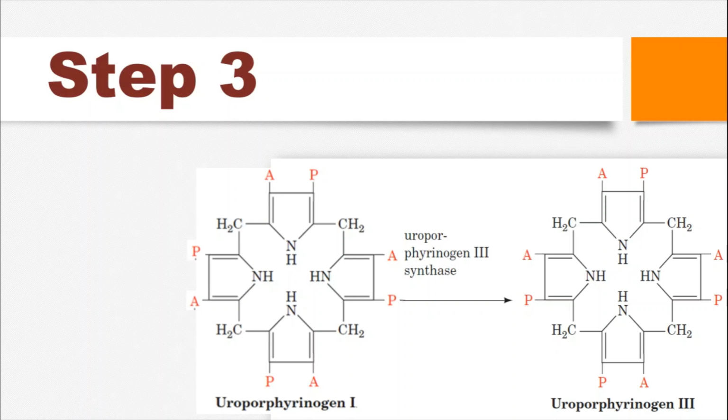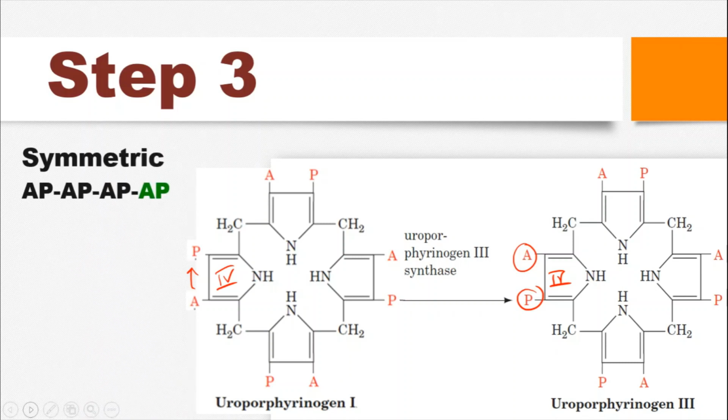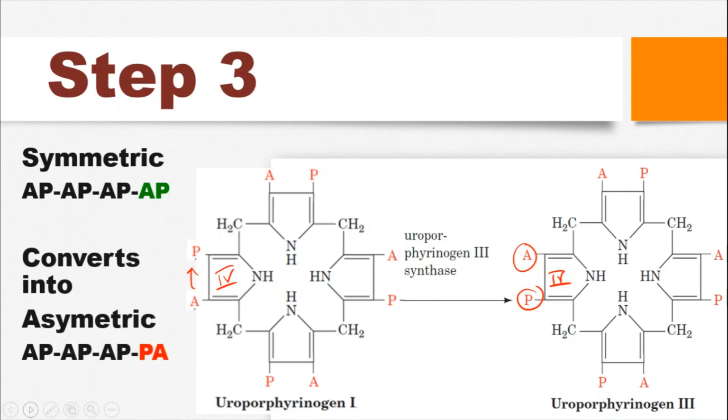What's the difference between UPG1 and UPG3? In UPG1, the ring number 4 orientation is the same, AP. But in case of UPG3, ring number 4 orientation is PA. So it's not symmetrical, it loses its symmetry. Symmetric AP, AP, AP, AP converts into asymmetric AP, AP, AP, PA. Now the product is uroporphyrinogen 3.